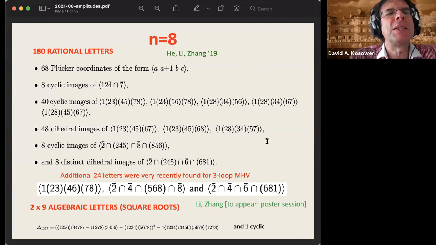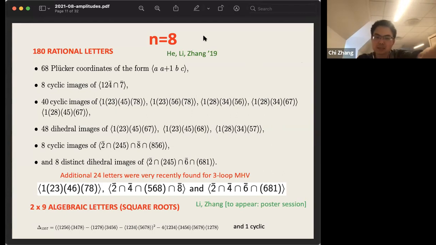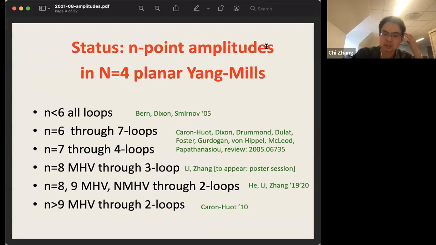Before we go to Matthias and to Yaroslav, in fact, if Zhang wants to make a comment, please go ahead. I just want to point out that the two-loop 8-point and 9-point amplitudes were computed by Simon, not us.